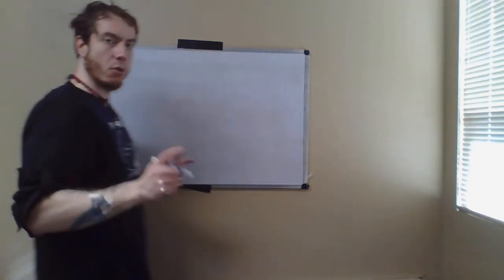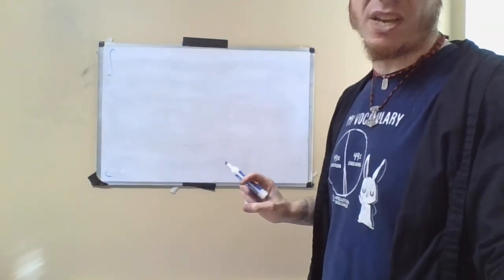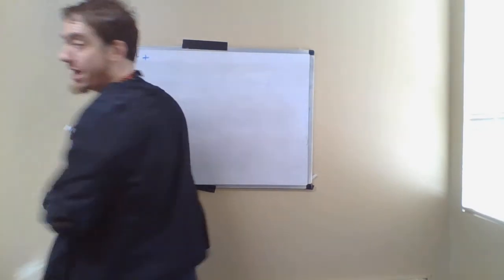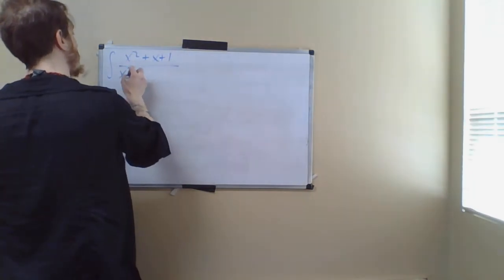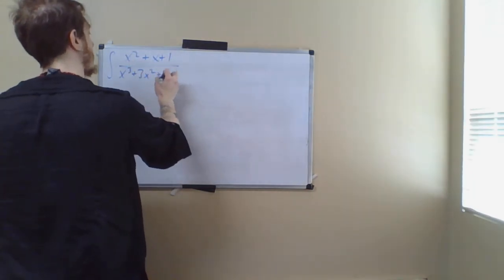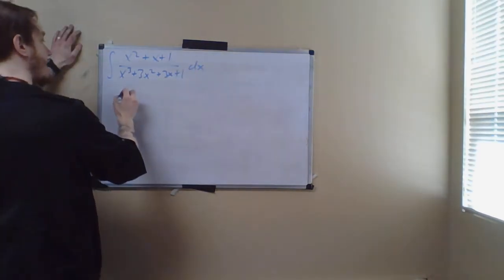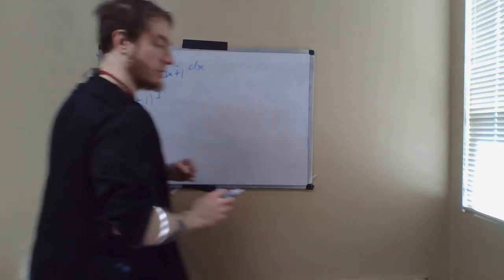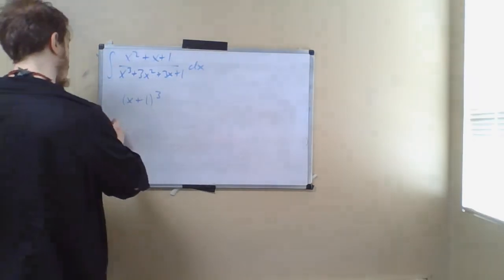I'm not going to re-record this video, so my apologies to those of you watching it. We're going to just fix this from here. We were trying to do the integral of x squared plus x plus 1 over x cubed plus 3x squared plus 3x plus 1 dx. You guys have probably noticed what went wrong, because it went wrong right at the very beginning. The problem was this actually factors into x plus 1 cubed, not x plus 3 cubed.